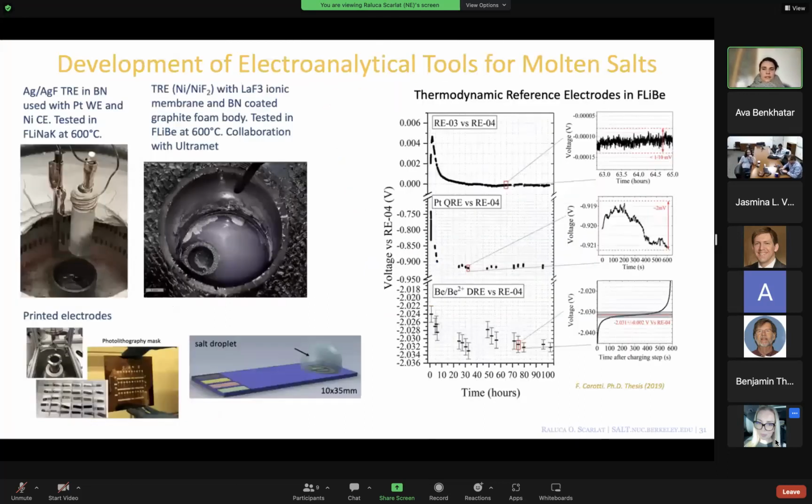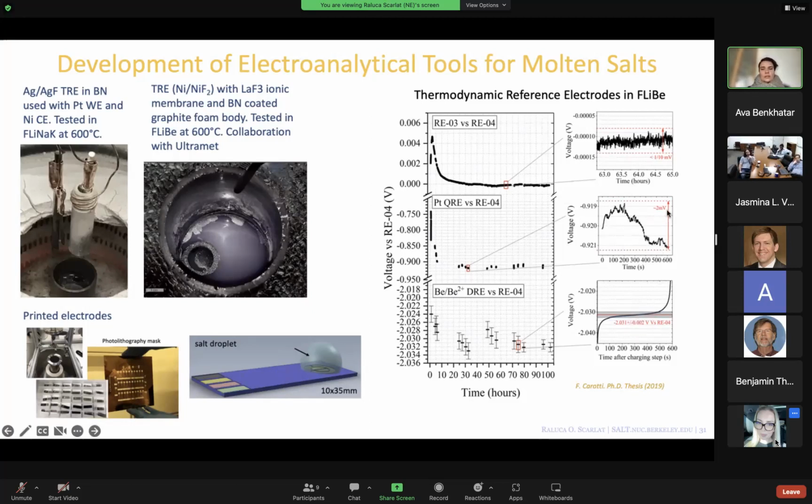And then from here, we're developing reference electrodes, which is what you see here. This is in collaboration with Ultramet, and we're developing printed electrodes. This is work done by Tony Consiglio, a prior student from our group, where he was designing, we have a nanofab center here at Berkeley, and so he did a lot of work to think about how we design the structure of these printed electrodes so that they don't delaminate due to differential thermal expansion. And then we do quite a bit of work on reference electrodes in fluorides and in FLiBe.